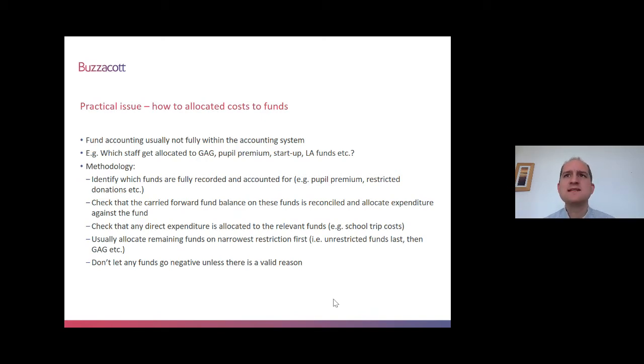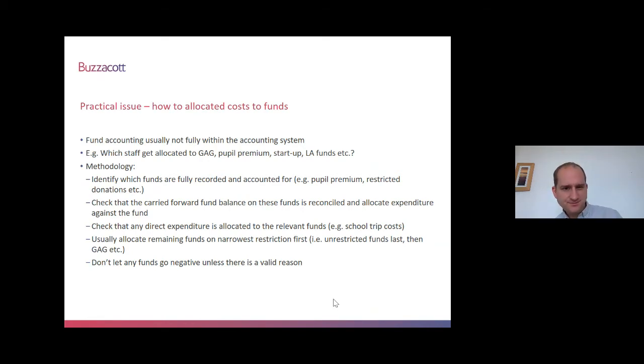One other point to watch here is negative fund balances. Typically, we don't see many negative fund balances other than the pension reserve within Academy accounts. So if the fund does go negative, there's got to be a reason for that. The reason we don't see many negative fund balances, effectively fund balances are pots of money. So once that pot of money is empty, you can't keep spending it. So normally the fund doesn't go into deficit. So if you run out of GAG funds, you normally then have to allocate expenditure against the unrestricted funds rather than just continue spending the GAG beyond zero. So those are some key practical issues to watch out for.